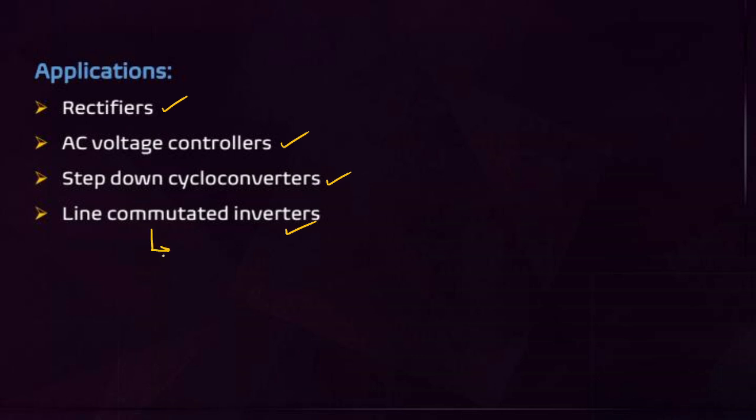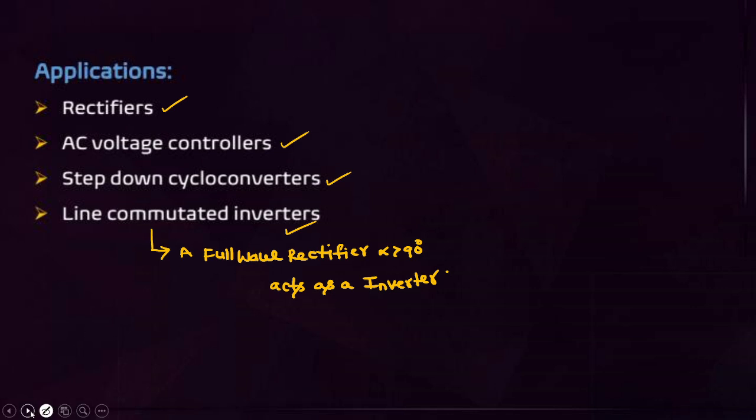A rectifier with alpha greater than 90 degrees, a full wave rectifier with alpha greater than 90 degrees, acts as an inverter. Those inverters are called line commutated inverters. These are the applications. But where line commutation exists, if the supply is AC, then only line commutation is possible. If the supply is DC, line commutation is not possible.